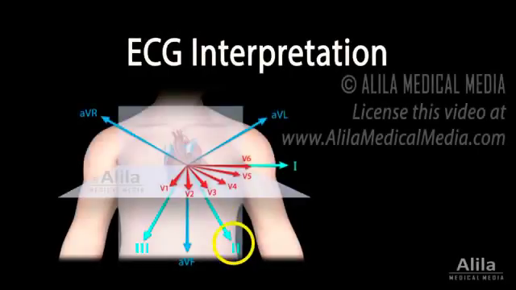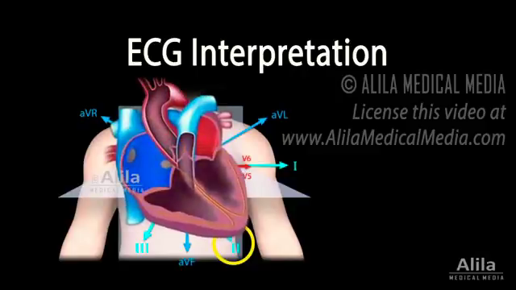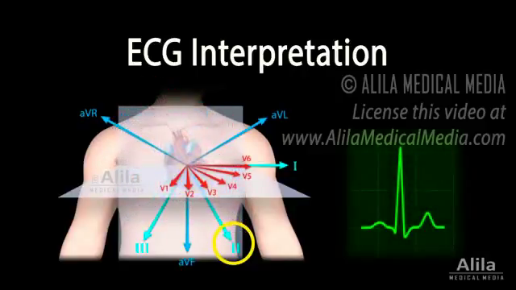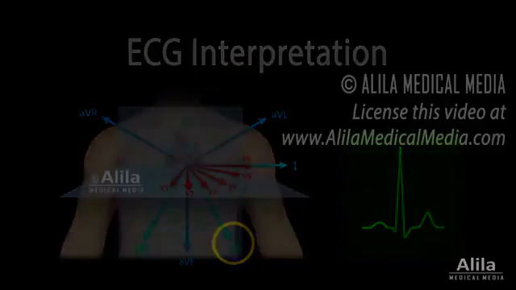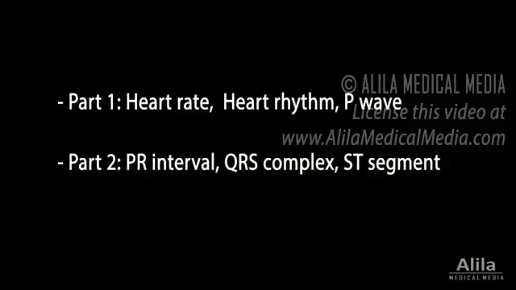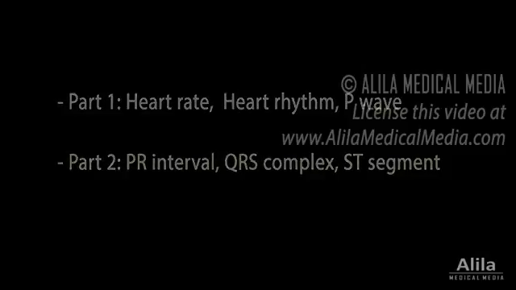Among the 12 leads of the ECG, lead 2 is most popular. This is because the net movement of the heart's impulses is toward lead 2, making it the best general view. Unless otherwise specified, we will be looking at lead 2. Our analysis will include heart rate, heart rhythm, P-wave, PR interval, QRS complex, and ST segment.